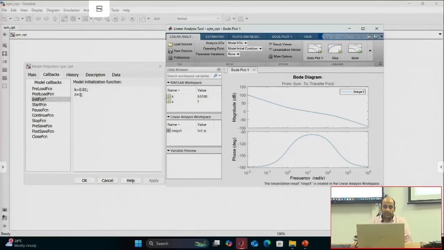Okay, so let's say I change it to 1. Initially I kept 0.01, now I keep it at 1. If I change it and again do the Bode plot, you see there is a new gain plot while the phase plot is exactly overlapping. Why? Because we are not changing any phase. Now what happens when you change the gain? You see this is the 0 dB point, so the gain crossover frequency would shift.